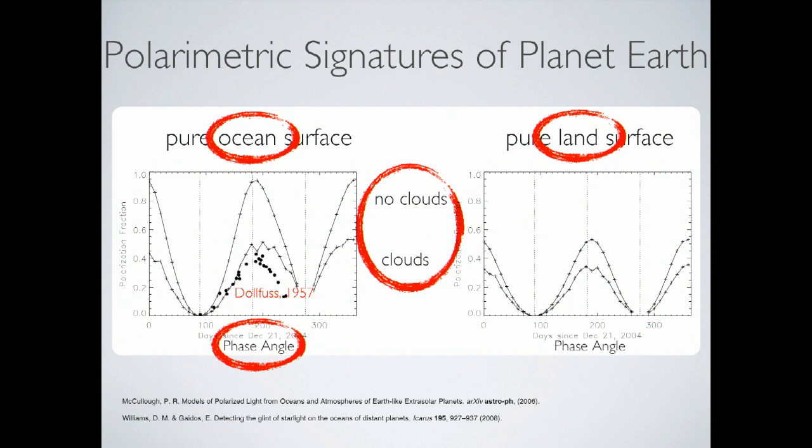And I would also like to point out that these first measurements of the Earth's polarization were done by the French astronomer Dollfus, and his data points can actually be used to match the models. He was a very smart observer.